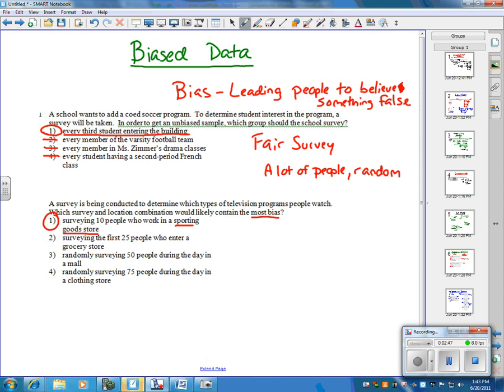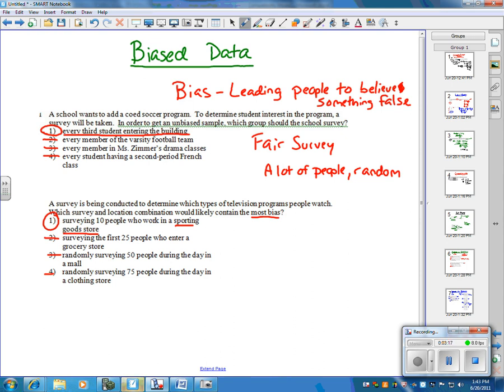If you look at the other ones, if you randomly survey someone, that's not going to have much bias. Same thing with the day at the mall or the clothing store. Not going to have much bias because everyone goes to the mall usually, or everyone goes to a clothing store. The first 25 people enter a grocery store, same thing. Everyone needs to go to a grocery store. But if it's a sporting goods store, usually people that go in the sporting goods store are going to want to watch sports television. So for that reason, the most bias would be answer 1.